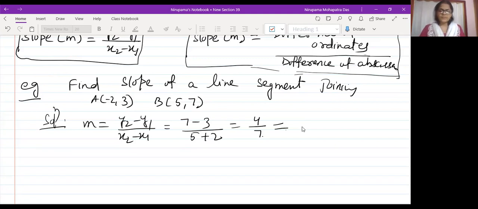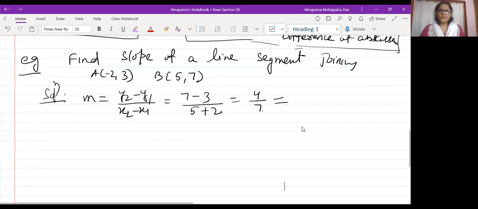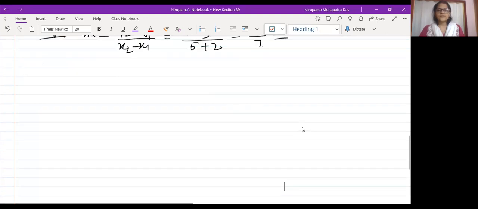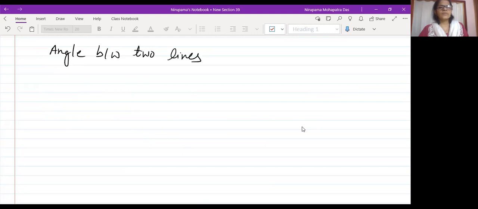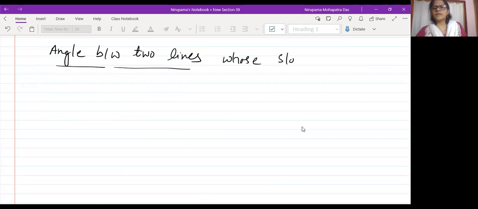Okay, so next we have to take the angle between two lines when slopes are given. So coming to our next agenda: angle between two lines whose slopes are given. So here you can see slopes are given.